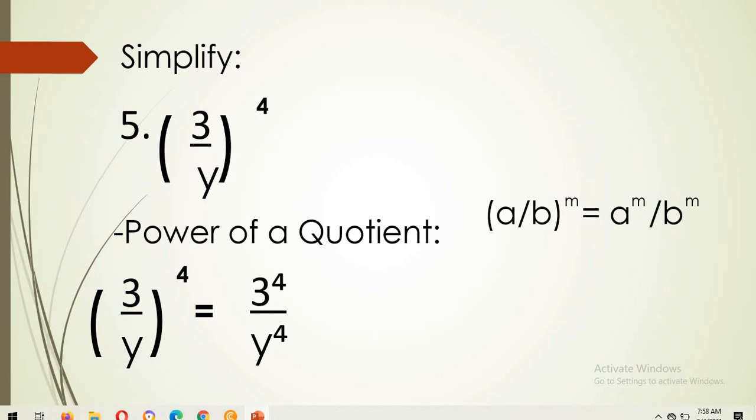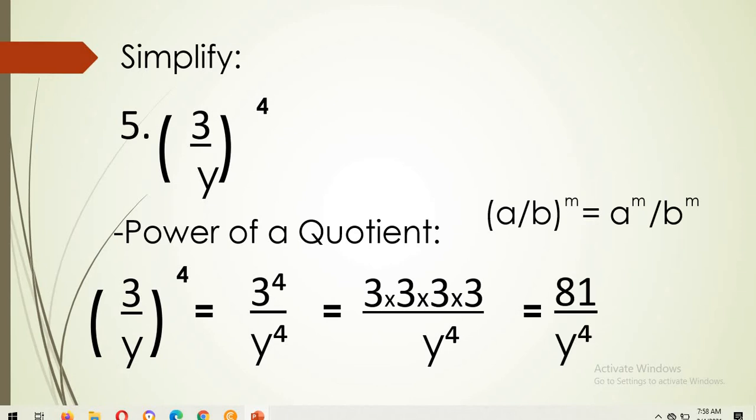Ma'am, paano kunwari ang daming variable sa numerator at saka sa denominator? Kung ilan yung variable doon, doon mo rin i-distribute lahat yung exponent mo. So, 3 raised to 4 is also equal to 3 times 3 times 3 times 3. So, that will be 81 over y raised to 4.